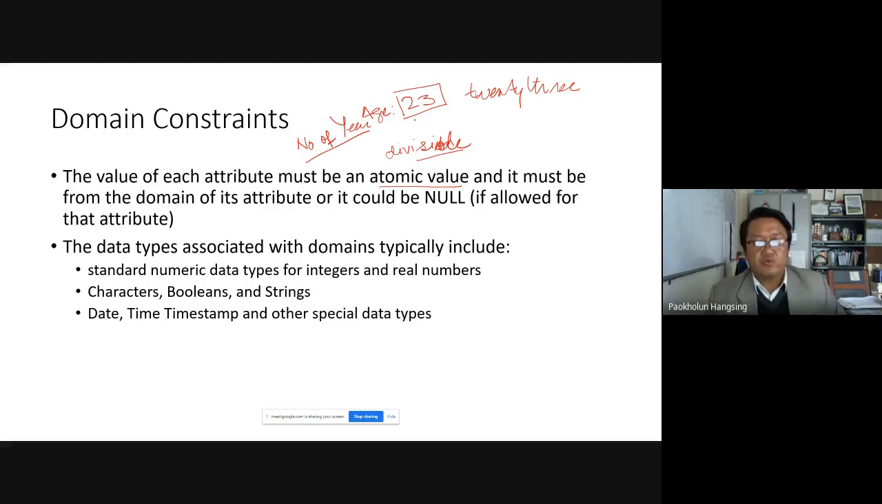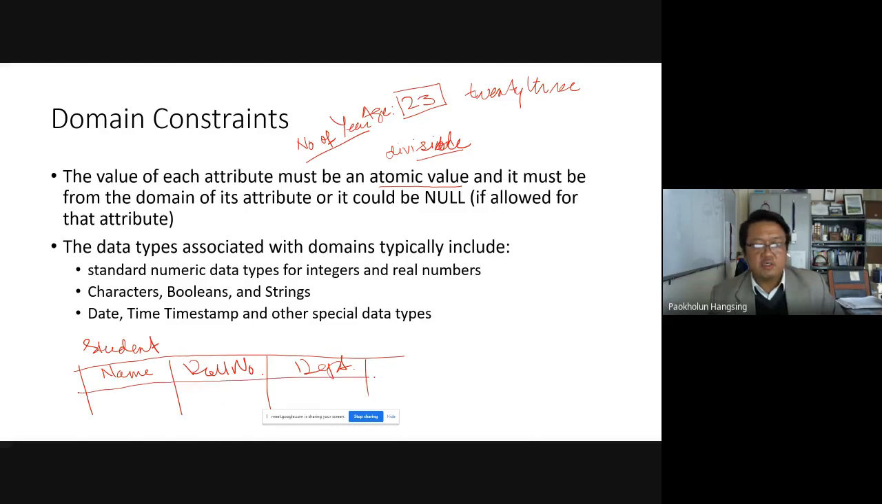So therefore, for each attribute, when we take a relation, for example a student, the students have a name, roll number, and say department. All the attributes, each column is an attribute. So the value of each column will come from the same domain.